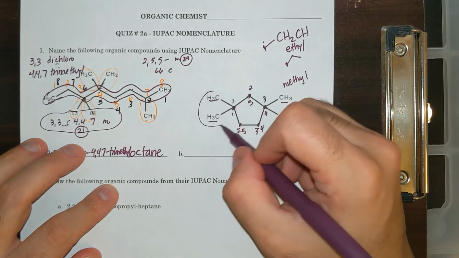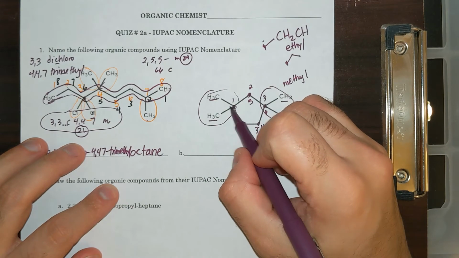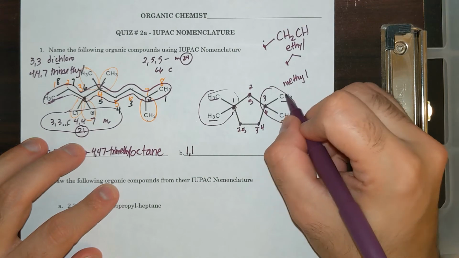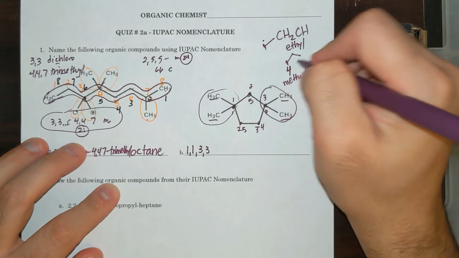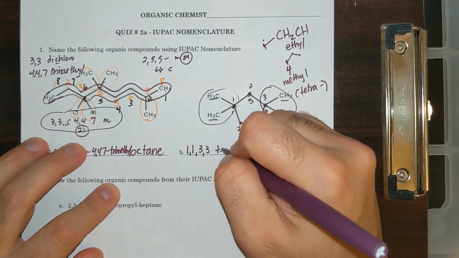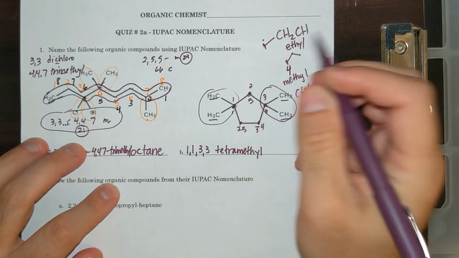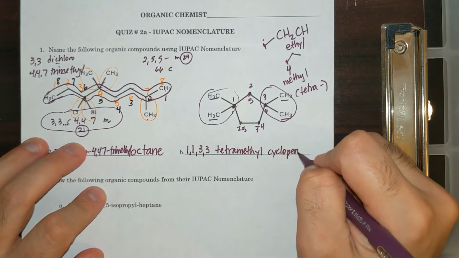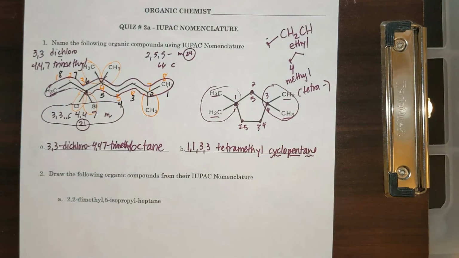So the only way to number this is if I start with one of them being 1 and the other one being 3. Now, on my first carbon, I have 2 methyl groups, so it's going to be 1, 1. On my third carbon, I also have 2 methyl groups, so another 3, 3. All together, I have 4 methyls, which we call tetra. So 1133 tetramethyl. And then my parent here is a 5-membered ring, all single bonds, cyclopentane. 5 members for pent, all single bonds, ane, cyclo because it's a ring.